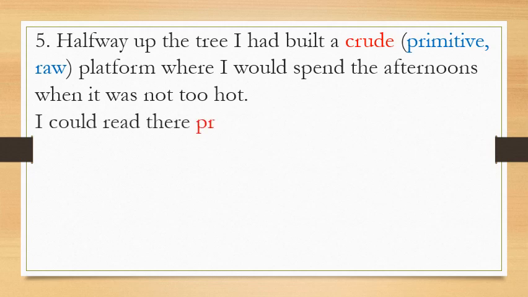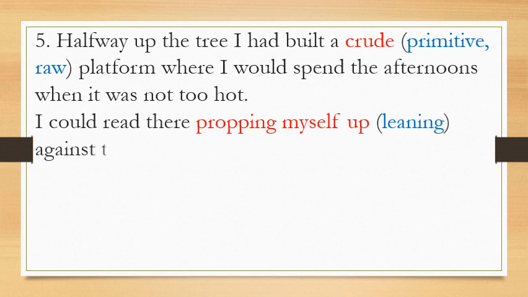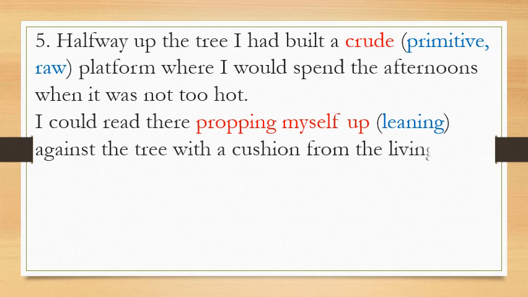I could read there propping myself up. Propping myself up means leaning, or you can say support or keep in position against the tree with a cushion from the living room. Means he had put a cushion there, which he had picked from the drawing room and was able to read at that place while leaning against the tree.